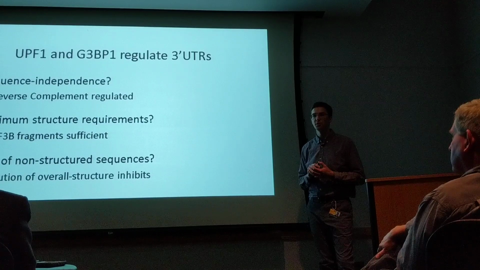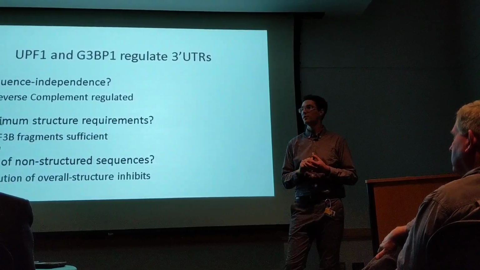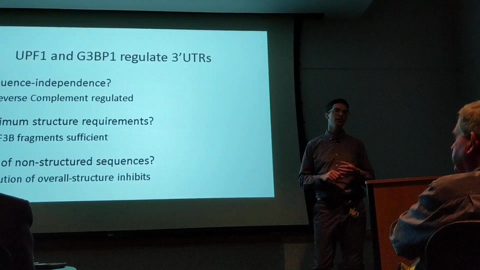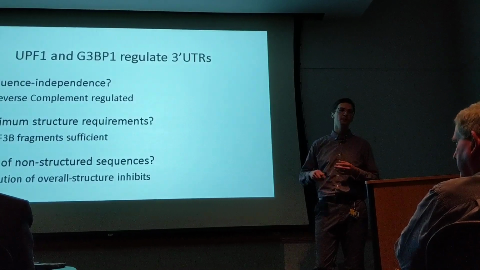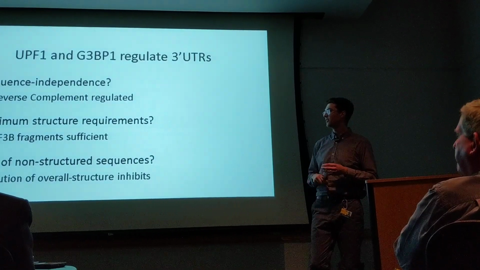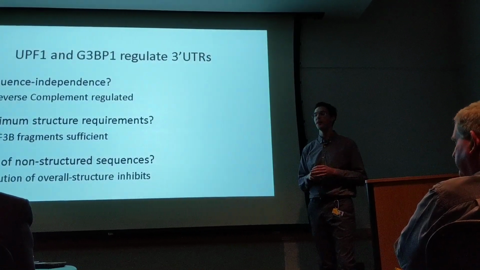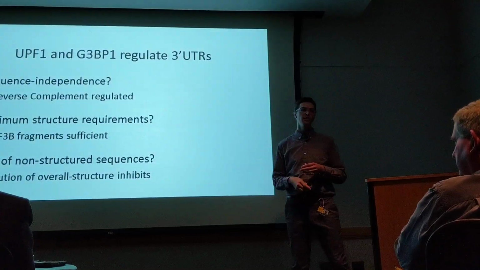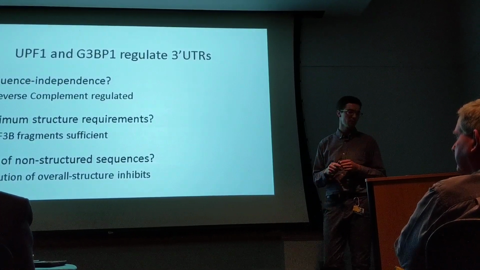So just concluding these 3 points for this section: we were able to show that it was sequence independent through that reverse complement assay, and in terms of minimal structures required, we don't really have an answer for that yet because every single fragment from EIF3B was sufficient for this regulation. And then in terms of the non-structured sequences, it seems like the unstructured sequences don't inhibit the interaction, but they can dilute the overall structure, which is inhibitory. So it's essential to have sufficient overall structure to facilitate this degradation.